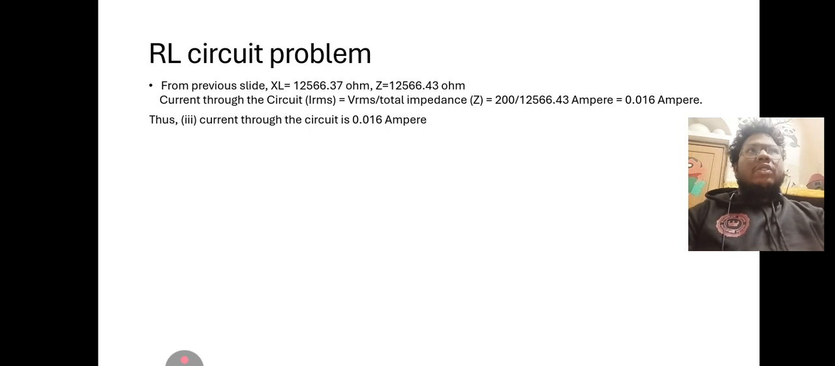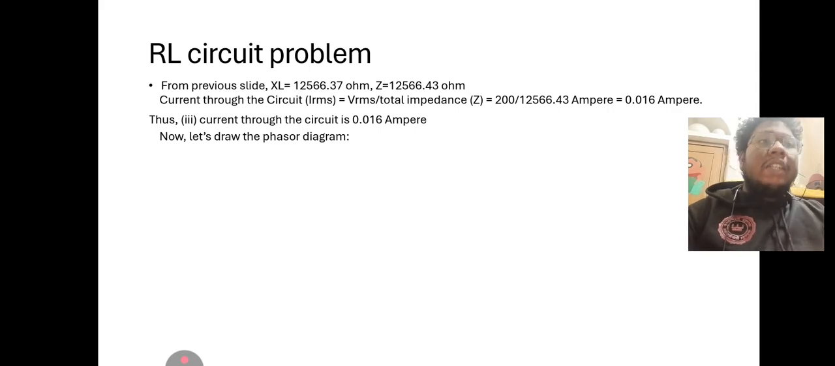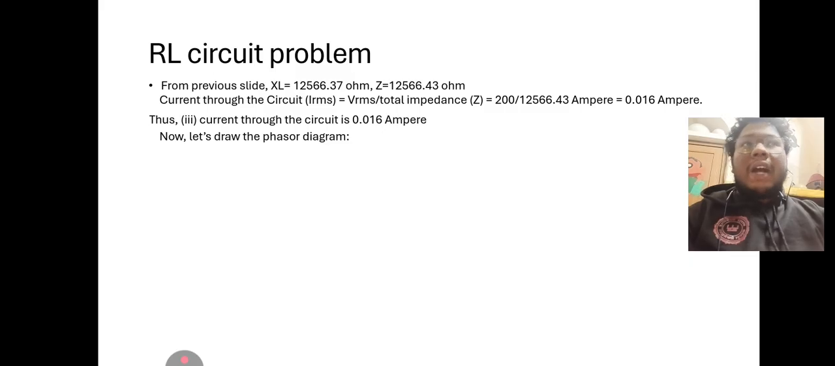We are almost done, and we are on the last question. The last question is the phase angle question. For that, we need to draw the phasor diagram. So let's just draw the phasor diagram. Since this is a series circuit, the current is not divided, and since it's in the undivided part, we will take that as the reference.